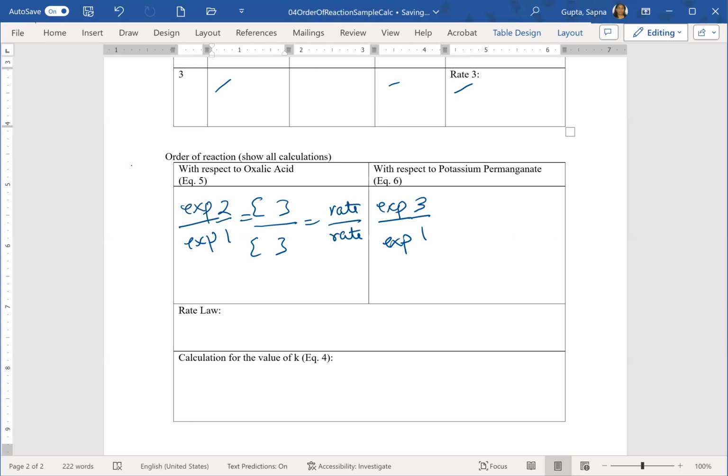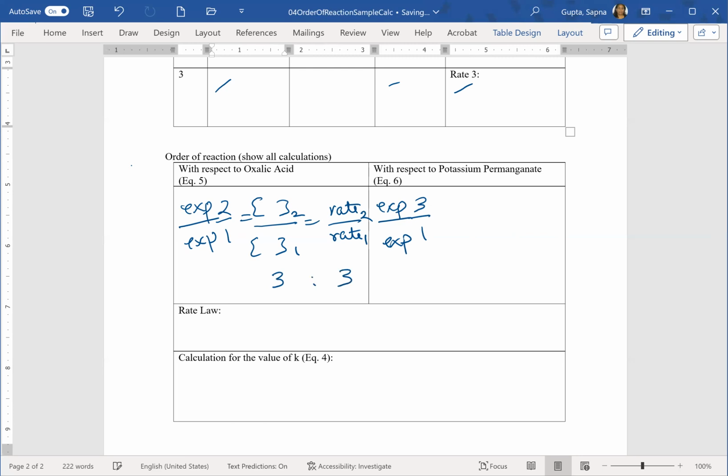So for experiment 2, what was the concentration of oxalic acid? You would have changed the concentration of oxalic acid, and the rate would have also changed, right? So for experiment 2, what is it? For experiment 1, what is it? The same thing here for 2 and 1. Then you look at the numbers that come out. So maybe you get 3 and then you get 3 here.